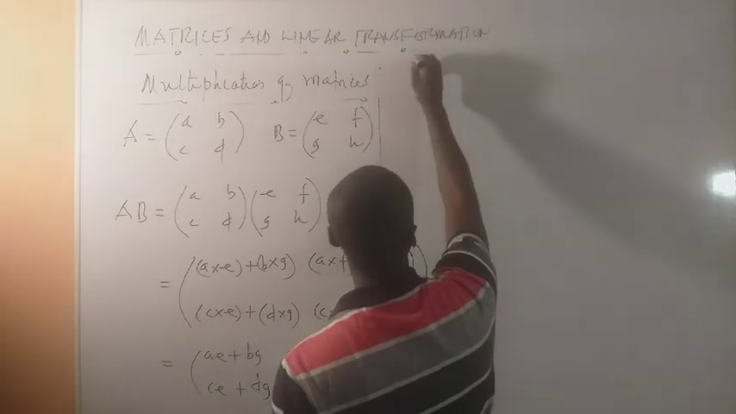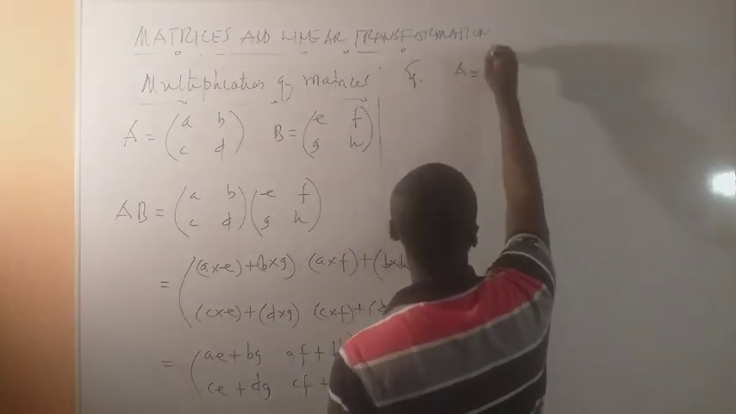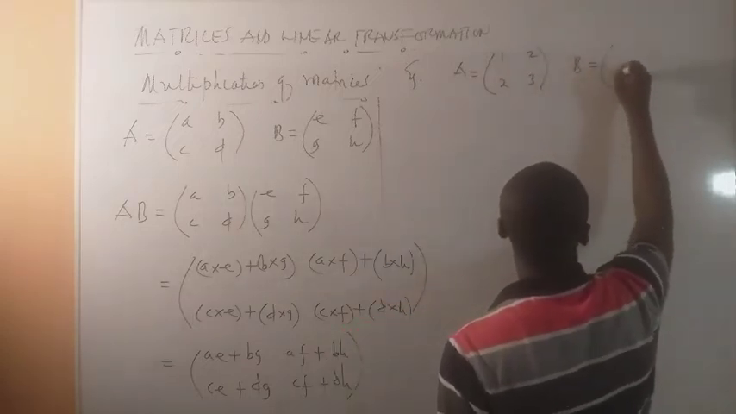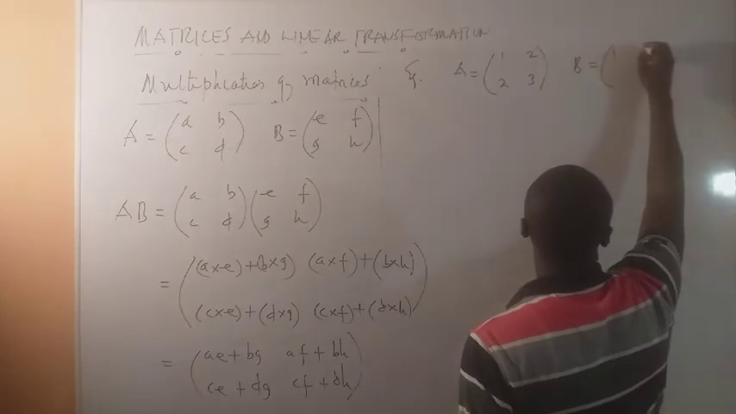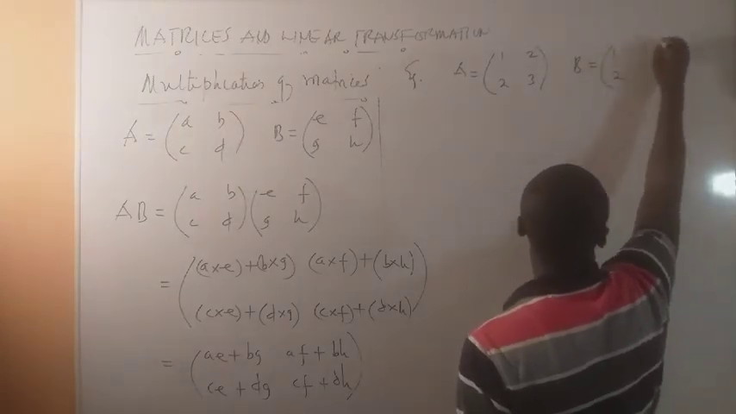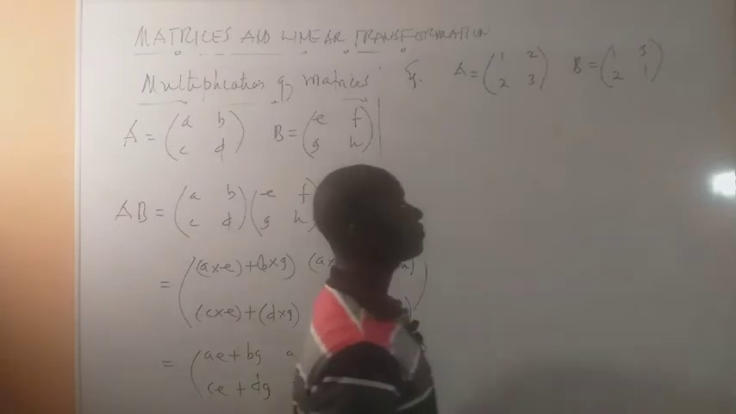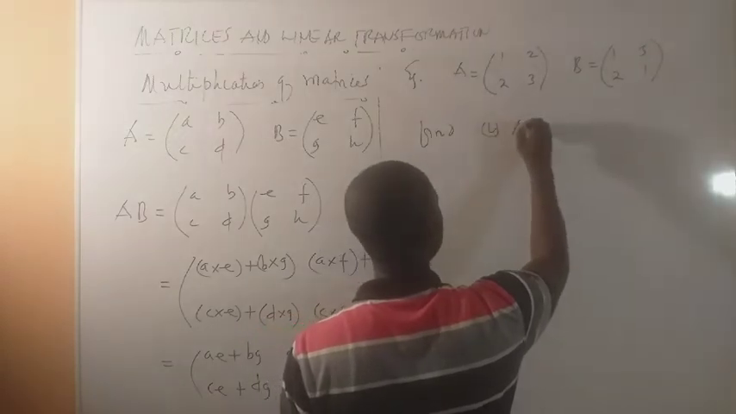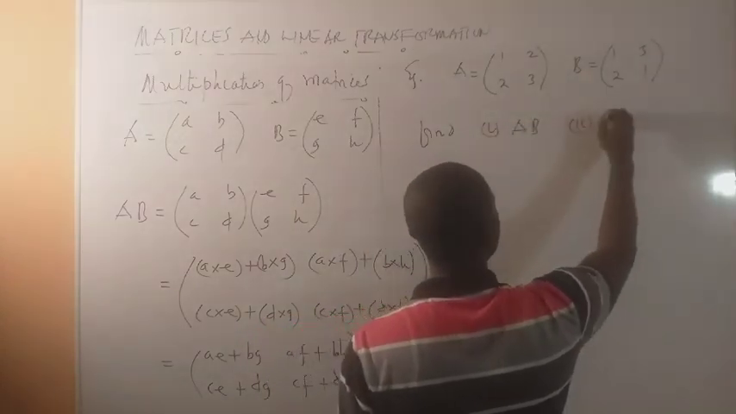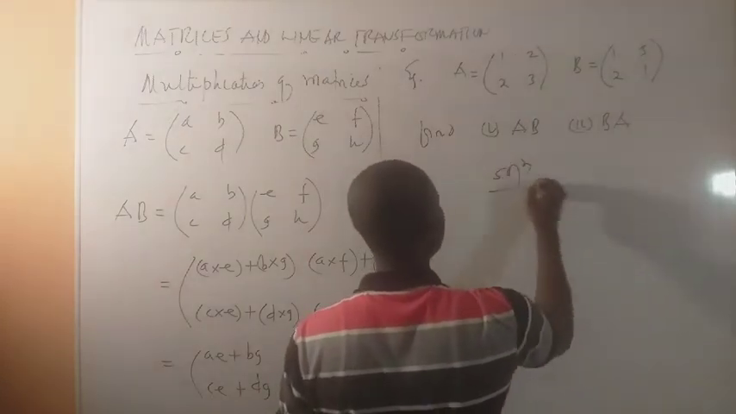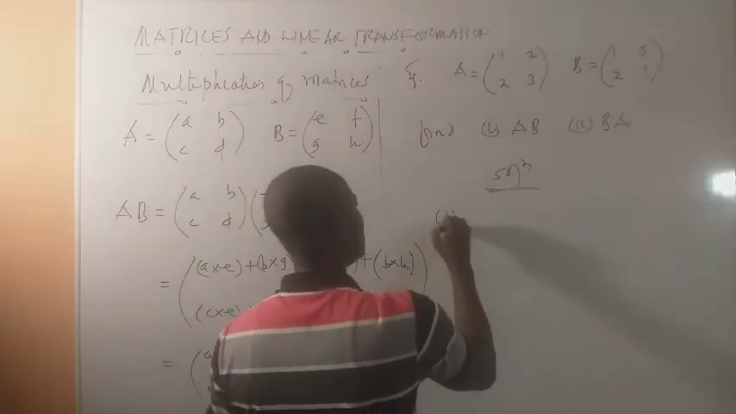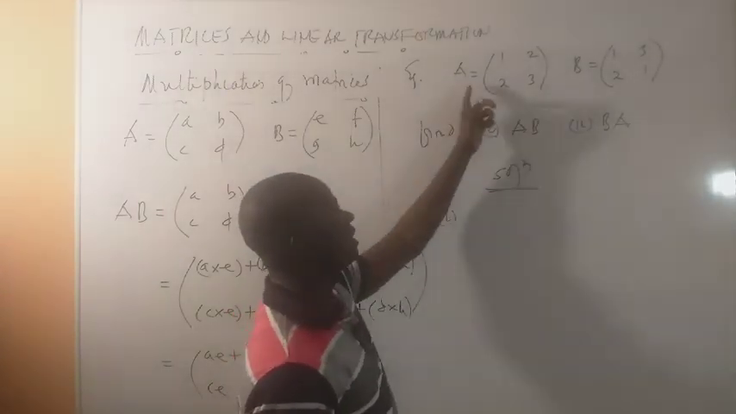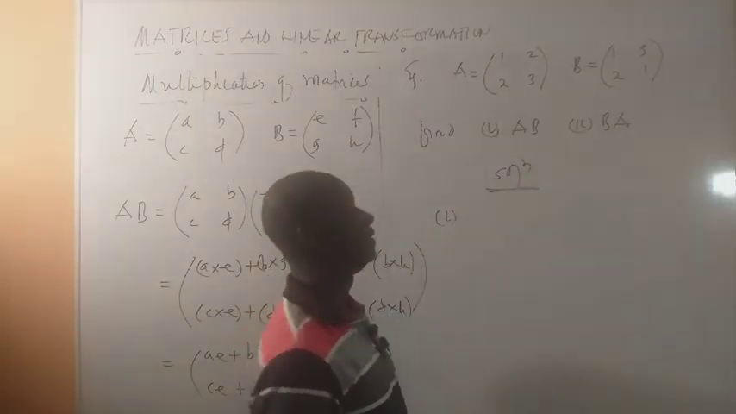Now, let's take an example. Assuming we are given the matrix A to be 1, 2, 2, 3, and the matrix B to be 1, 3, 2, 1. Now, let's assume that we are asked to find (i) AB, and (ii) BA. Don't forget that we are multiplying a 2 by 2 matrix by a 2 by 2 matrix, and we are multiplying A by B. When we are done, then we multiply B by A.